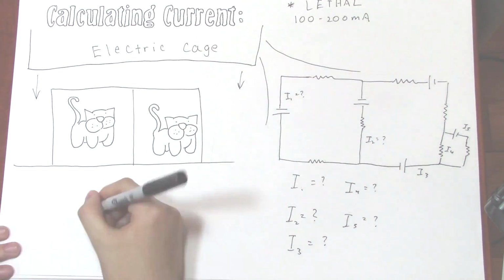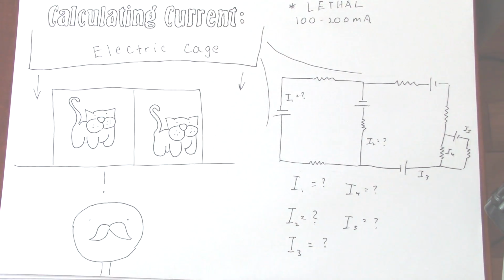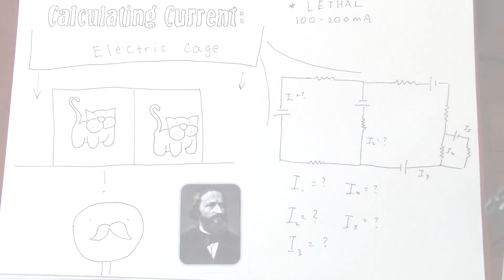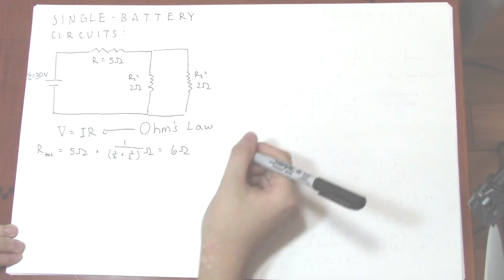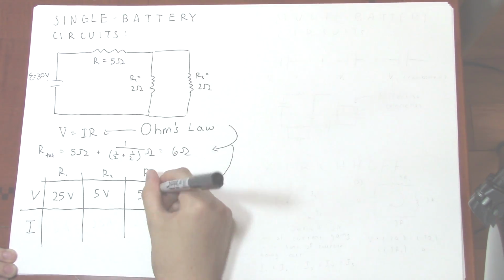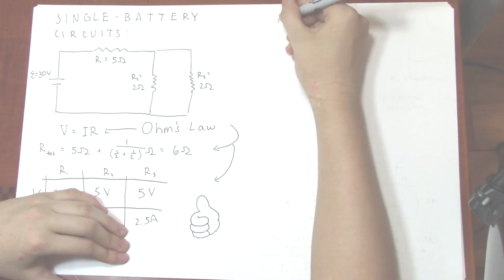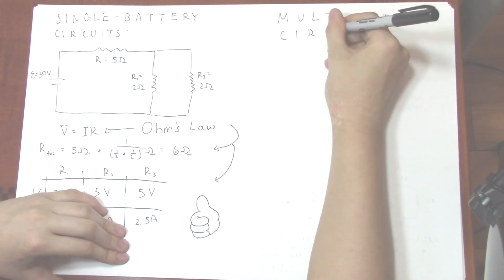Not too long ago, he had heard of a famous German physicist who had figured out a way to easily compute multi-loop circuits. A circuit containing only one battery is relatively easy to solve. Most of the time, you can add up the equivalent resistances of the resistors and solve for the missing variables using Ohm's law. However, things get more difficult when multiple paths and multiple batteries get involved.